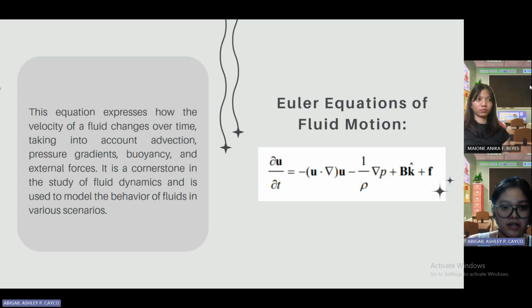This equation expresses how the velocity of a fluid changes over time, taking into account advection, pressure gradients, buoyancy, and external forces. It is a cornerstone in the study of fluid dynamics and is used to model the behavior of fluids in various scenarios.